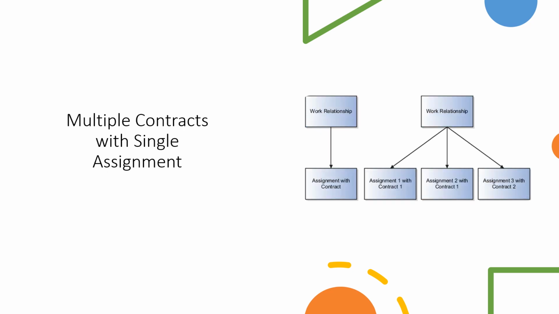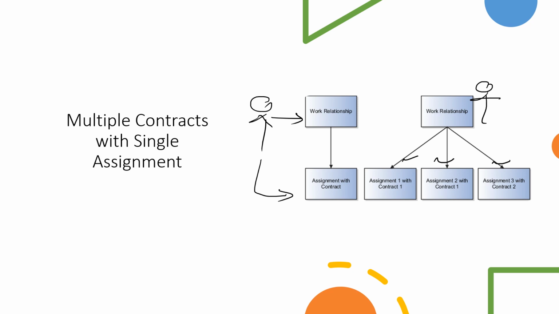So that means I am an employee, I have a work relationship with my organization, and then I can have an assignment with the contract. If I am working on three different contracts, I will have three different contracts over there. So this is mainly about the two-tier.